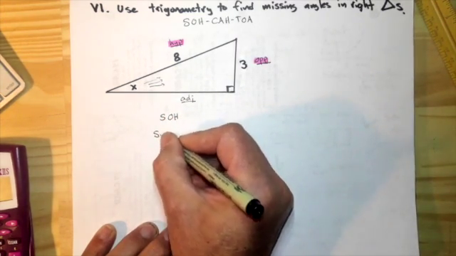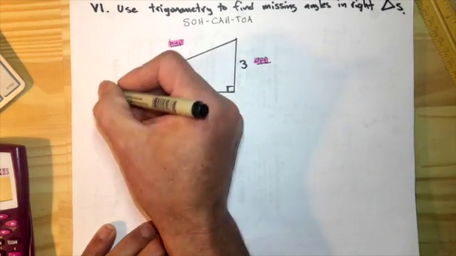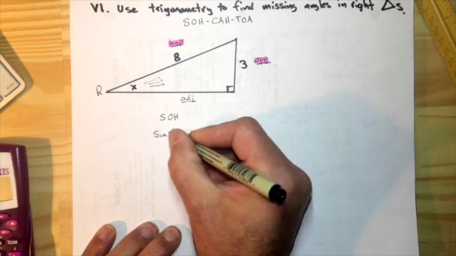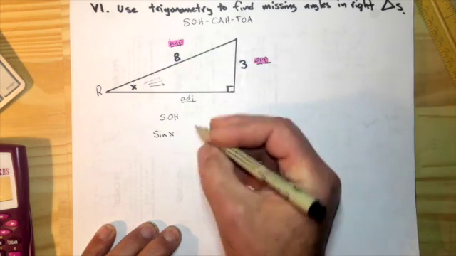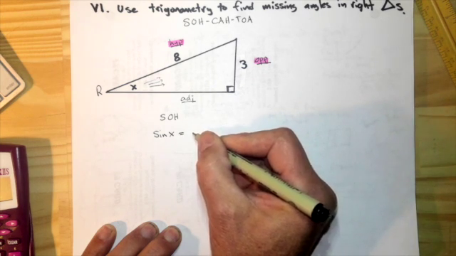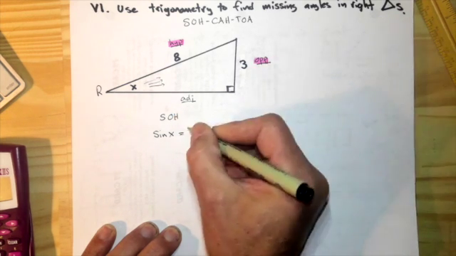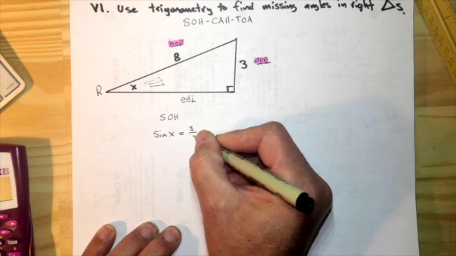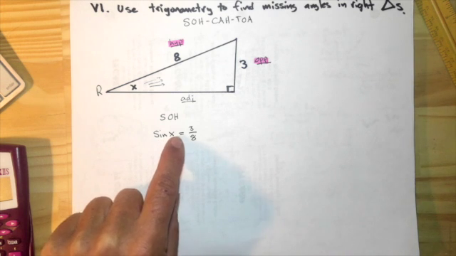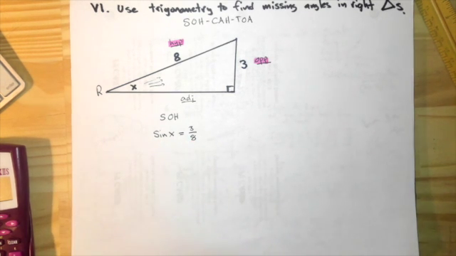So we have the sine. Remember, the sine of the reference angle. This is my reference angle over here, and I'm just going to say the sine of x. So this is angle x equals the opposite over the hypotenuse, and that would be 3/8. Okay, so now I have to find an angle who has the sine of this 3/8.